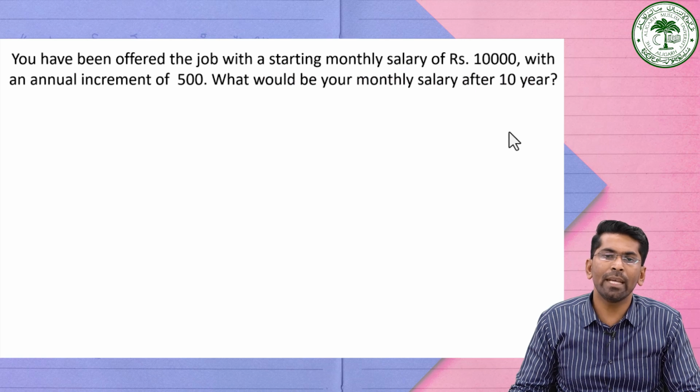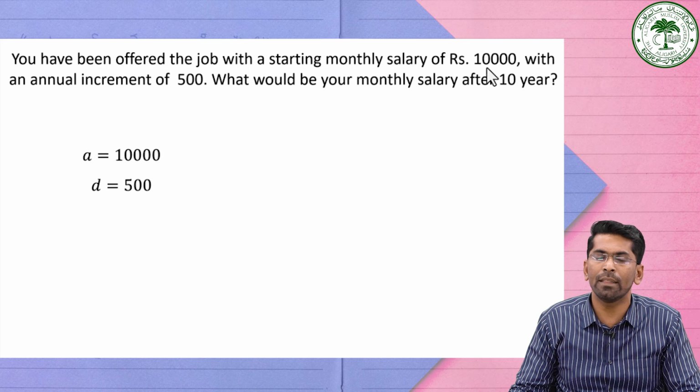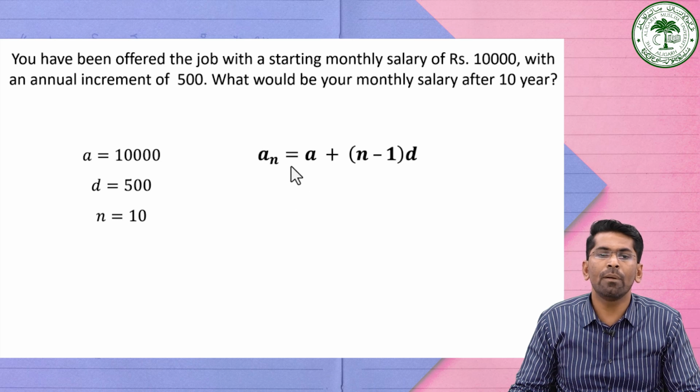By using the same example, now we can find the salary after 10 years. Here the first term a is the starting monthly salary of 10,000. The common difference is the annual increment, that is d is equal to 500. After 10 years, n is equal to 10. Then we can use the formula an is equal to a plus n minus 1 into d. All the values a, n and d are given, so we just substitute all these values.